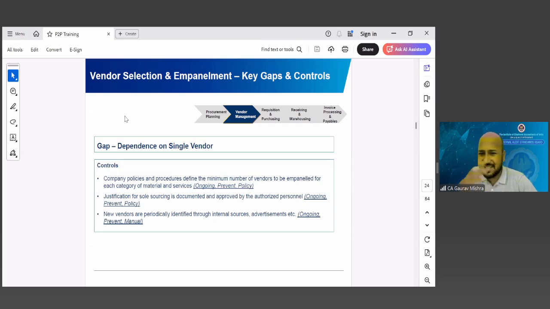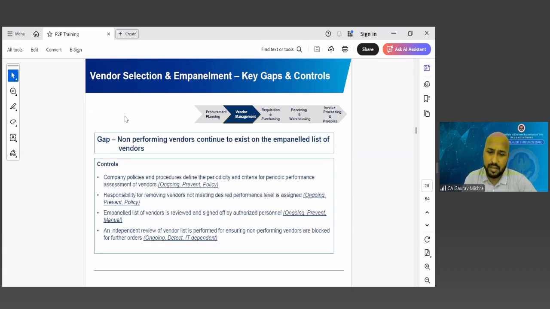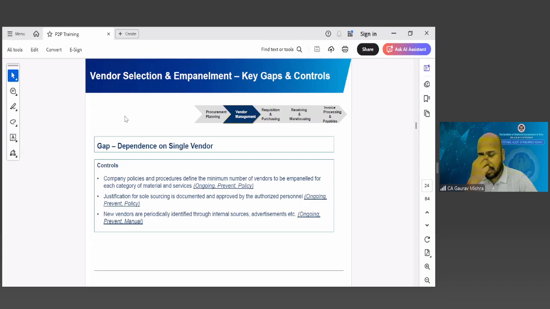Dependency on single vendors. Now the second thing is, we'll discuss this risk later on, but prior to that, we need to understand, suppose you have circulated the RFQ to all the vendors, now the part coming is you have received the quotations. And whenever you have received the quotations, you have prepared the comparative statement.